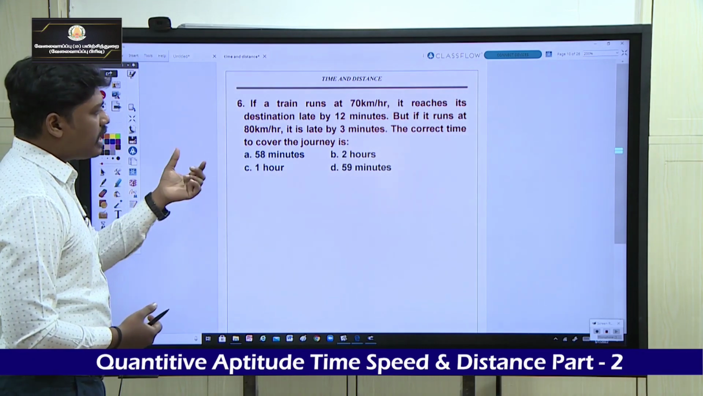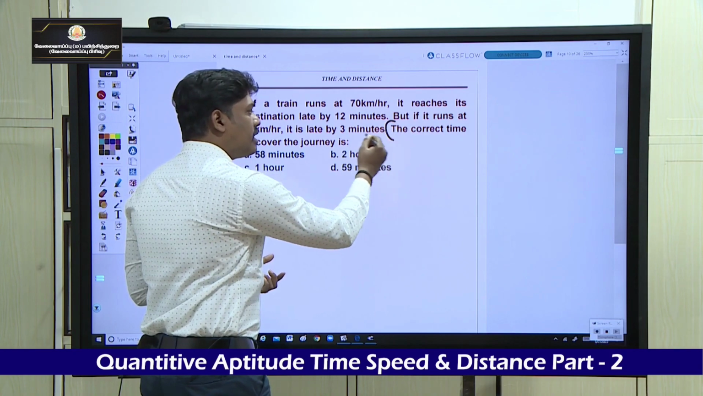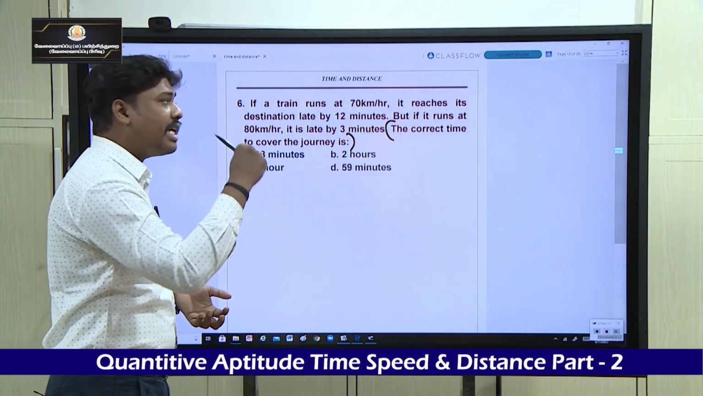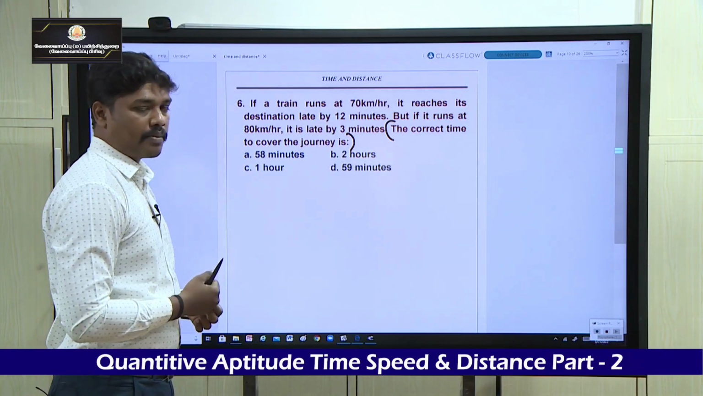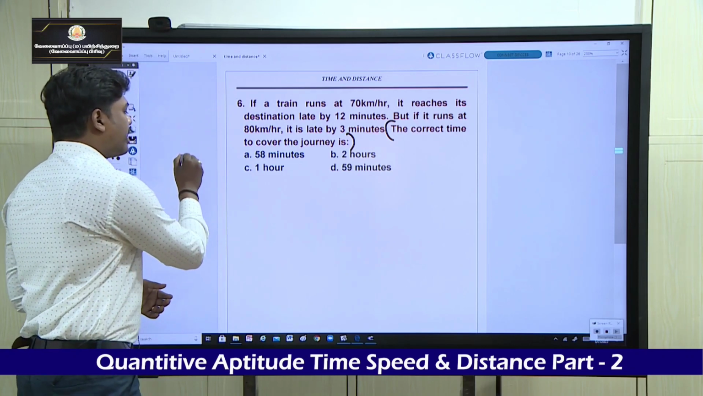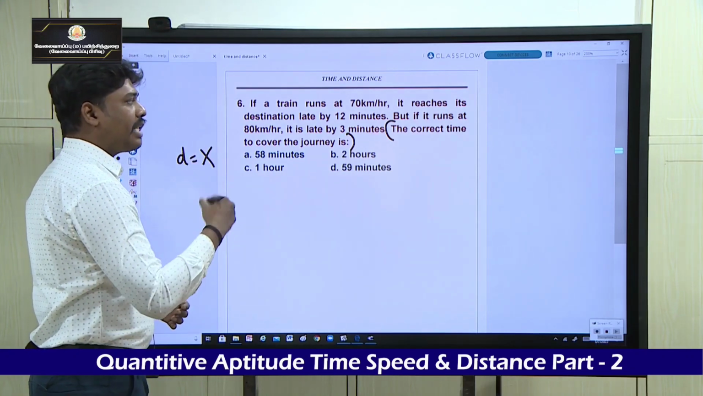Look at here, the same kind of problem, but what they asked here is not the distance, they are asking the correct time to cover the journey. The same concept, but they have not asked the distance. They are asking the correct time.